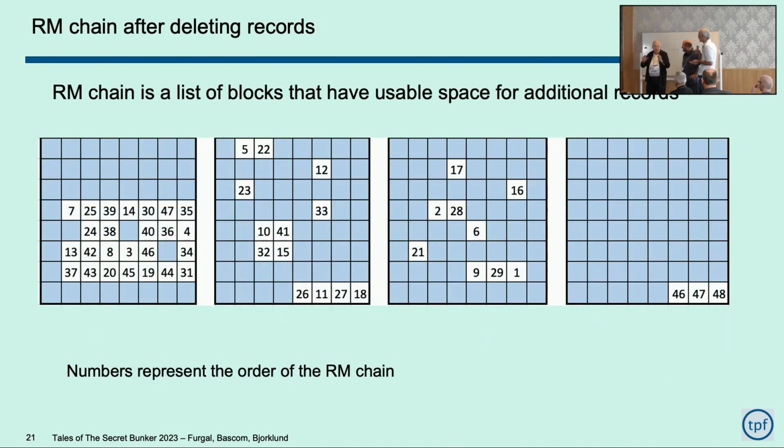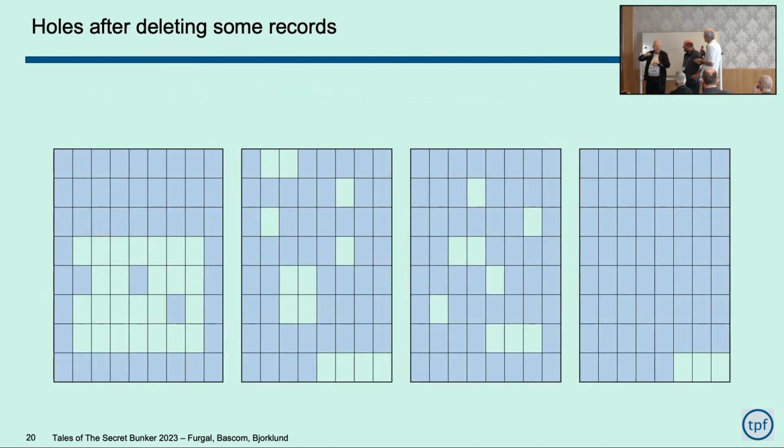However, within a block, you only have one hole because the records get squished to the bottom, so the holes get closed up and all the free space is contiguous.